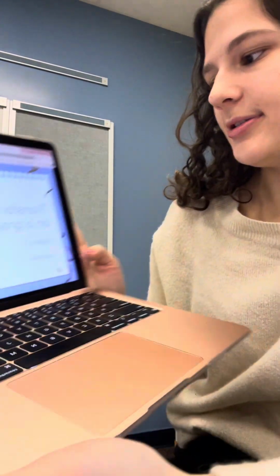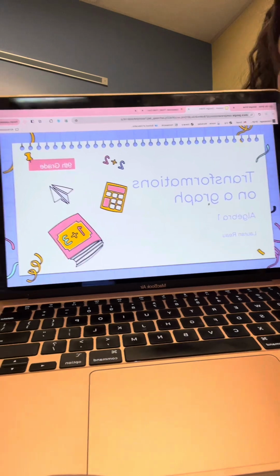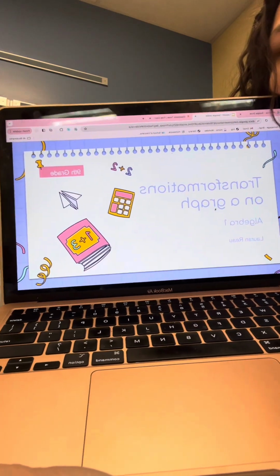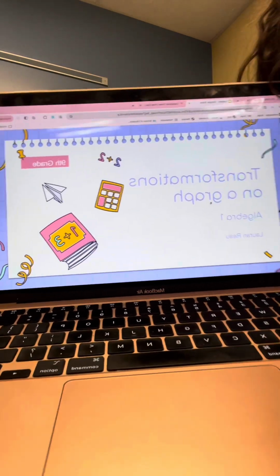I am doing a 9th grade or an Algebra 1 lesson on the transformations on a graph. And my teaching strategy is a math response journal. So I just have my little cute introduction slide.